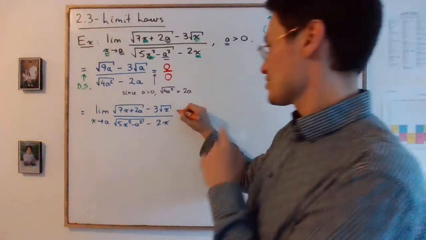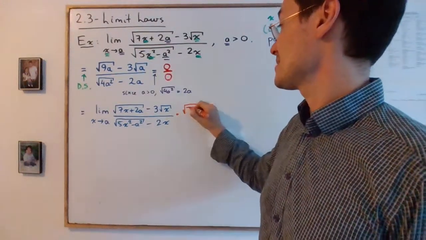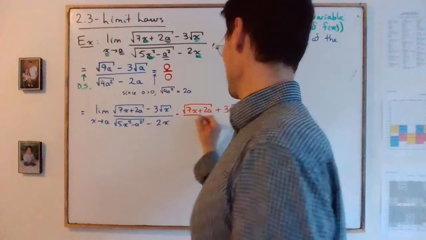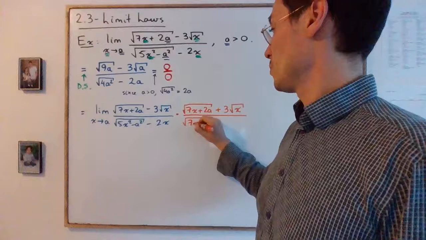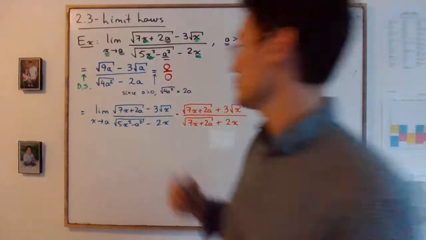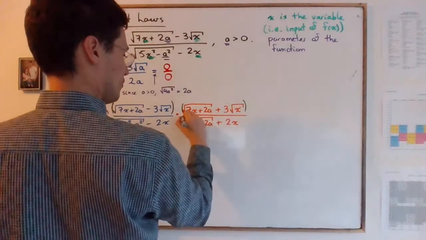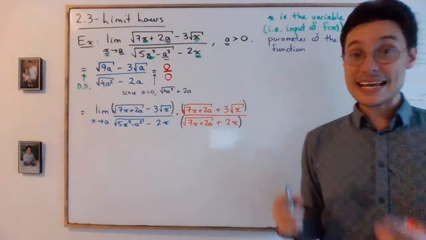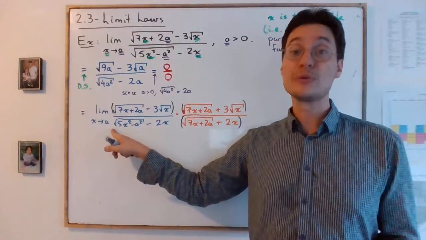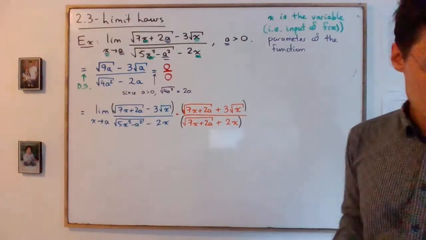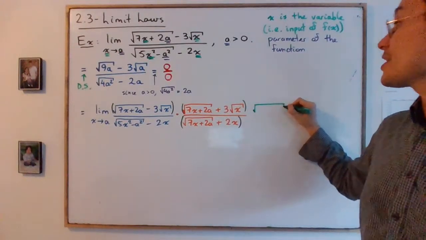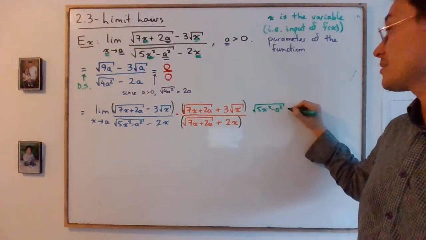Let's put a color for that. You're going to multiply by the conjugate: square root of 7x plus 2a plus 3 square root of x. And then obviously you multiply the bottom by the same thing. This is going to clear the square roots at the top. But what I want you to notice is that the exact same problem is happening also at the denominator. We also cannot factor because there is a square root over here. So we're going to do the exact same thing and rationalize the denominator. It means that we have to multiply, again, both the top and the bottom by the conjugate of the denominator: square root of 5x squared minus a squared plus 2x.